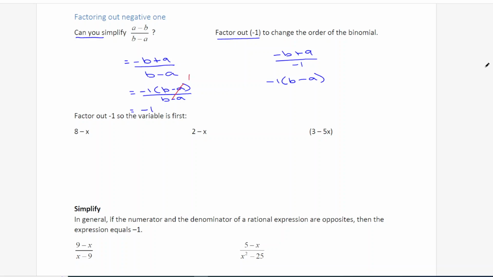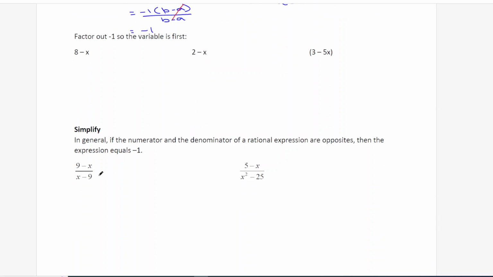So the short of the story is that anytime you have these terms but in reverse, so 9 minus x and x minus 9, you can just go like this and say, hey, you know what? It simplifies to negative 1. If you're not okay with that, we're going to practice showing the work.